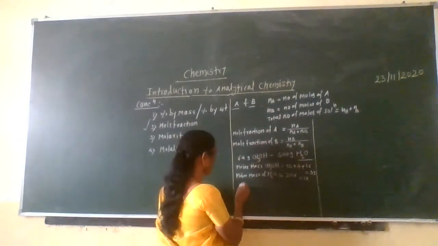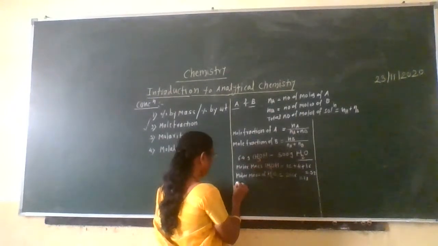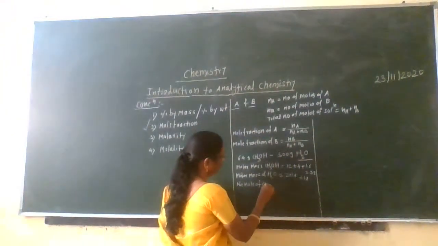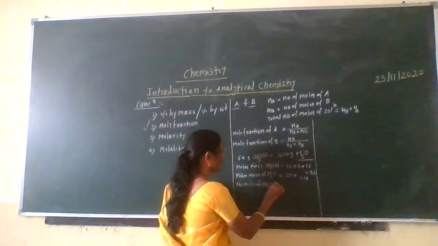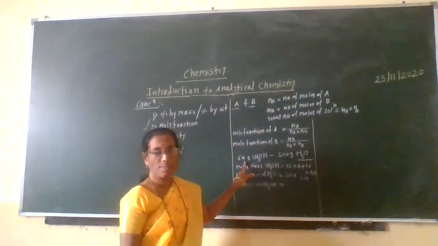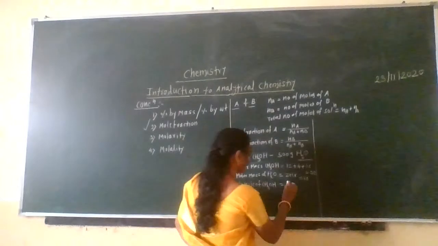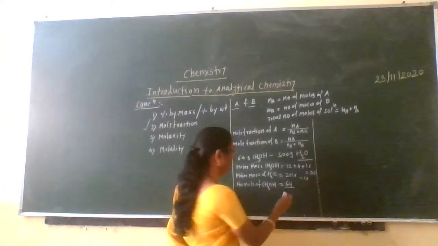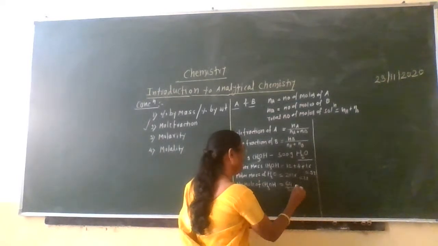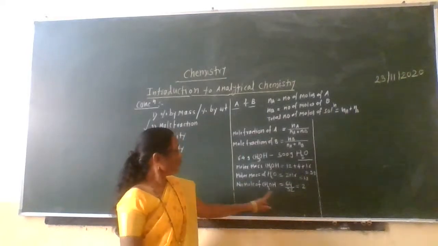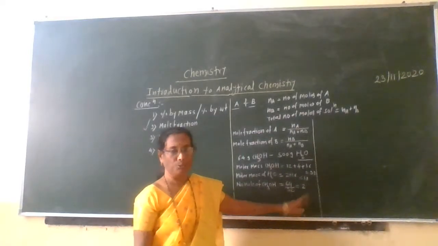Now see here, the number of moles of methyl alcohol. The mass of methyl alcohol is given to us, that is 64, and the molecular mass we have calculated here, that is 32, and therefore it will become 2. That means the number of moles of methyl alcohol obtained here is 2.